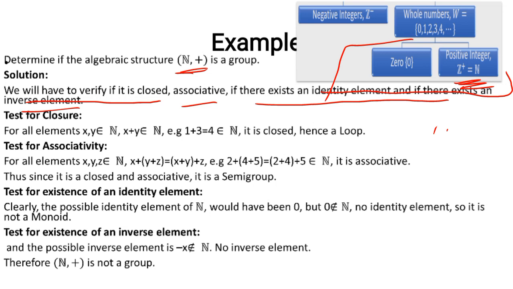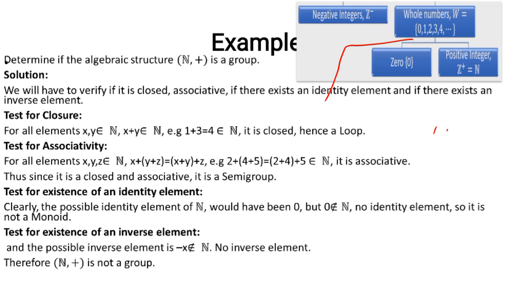So we want to check that, and we know what natural numbers are. All the elements are from 1 all the way up. So for closure, we pick any two elements, x and y, from the set of natural numbers. No matter what x and y I pick, for instance, if I pick x to be 1 and y to be 3, which is what I have here, and the binary operation again is addition.